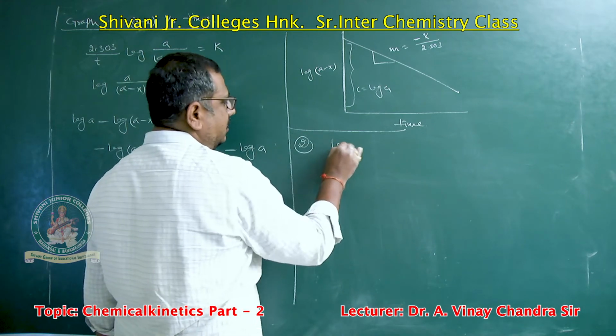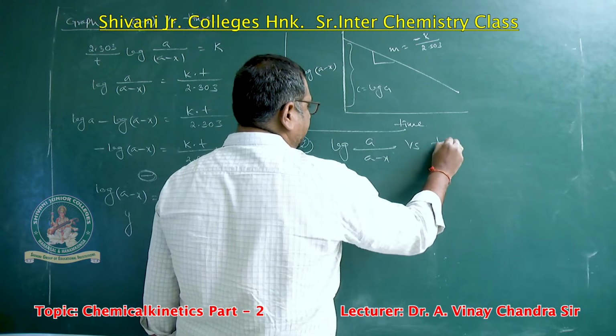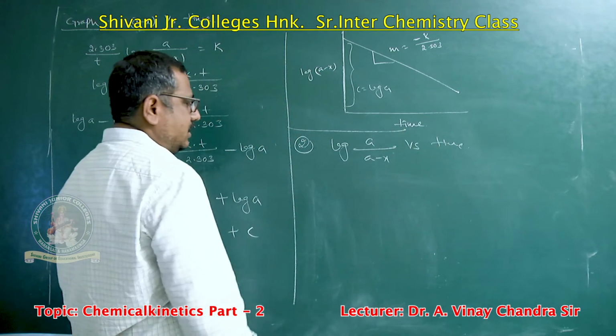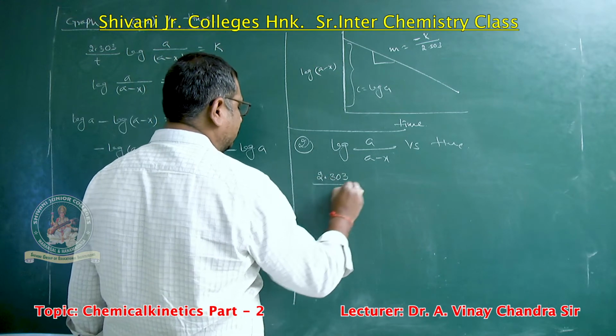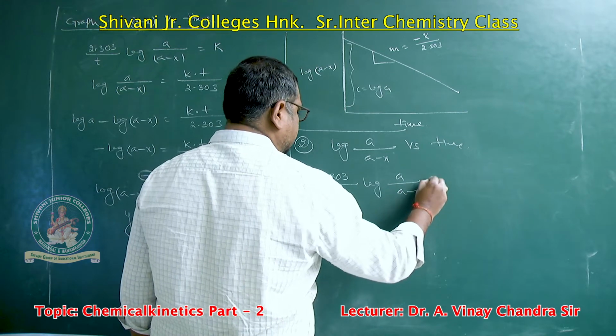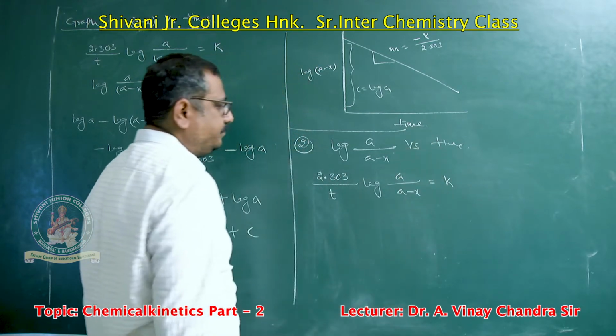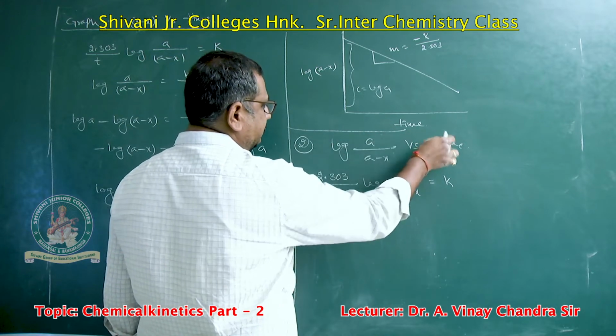The second graph is log A by A minus x versus time. In this condition, the rate equation of the first order reaction is 2.303 by t log A by A minus x is equal to k. Now our relation is log A by A minus x versus time.